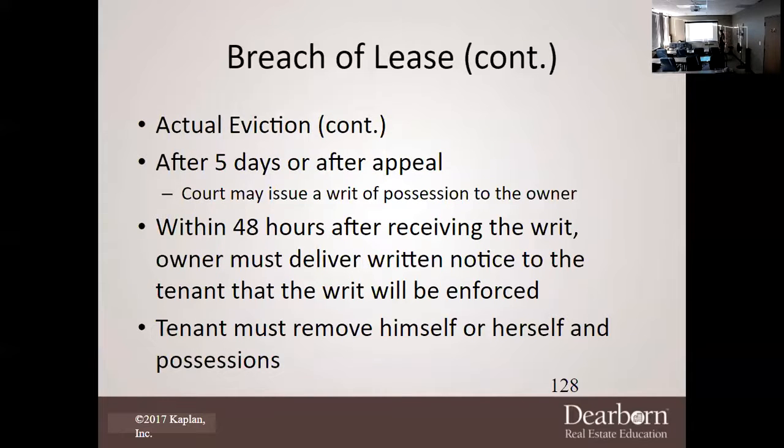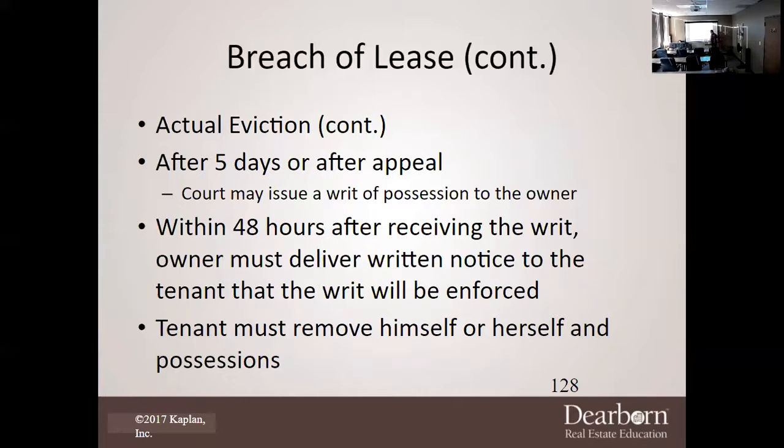Again, after those 5 days of the appeal, the court may issue what's called a writ of possession to the owner. And within 48 hours after receiving the writ, the owner must deliver the written notice to the tenant that the writ will be enforced. The tenant must remove himself or herself and their possessions.